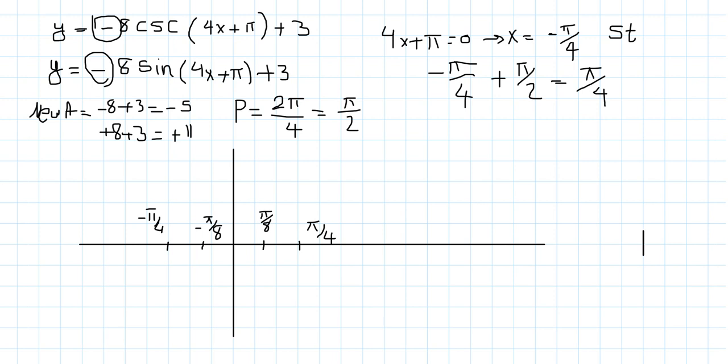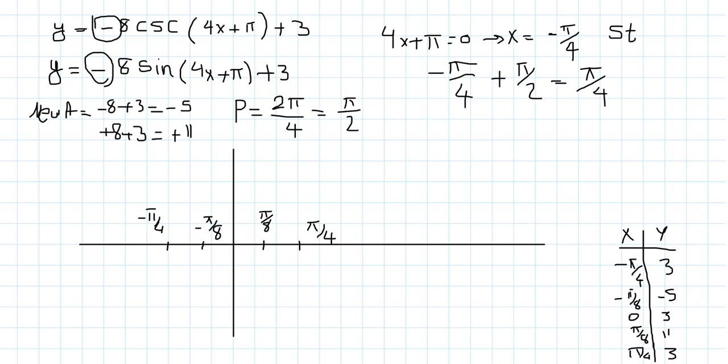We can give points to make it better. On minus pi over 4, y is 3. On minus pi over 8, y is minus 5. On 0, it is 3. On pi over 8, it is 11. On pi over 4, it is 3 again. Okay, now find these points and draw them.